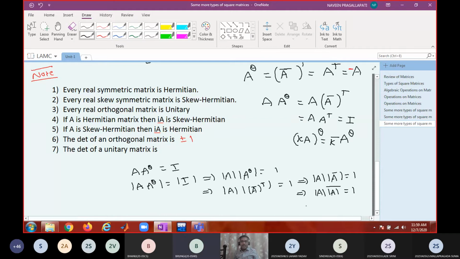The determinant can be a complex number. So if you consider this as Z, this will be Z Z bar equal to 1. So with Z Z bar equal to 1 means what? For a complex number, Z Z bar equal to 1 means mod Z whole square equal to 1. So what is the modulus of Z? Mod Z whole square equal to 1. Then what is mod Z? Plus or minus 1.